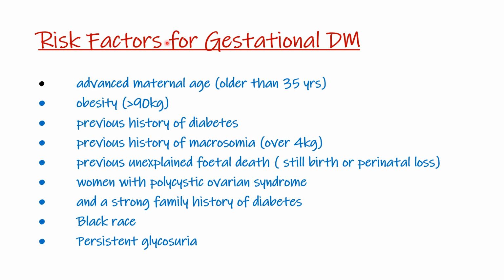So the risk factors of gestational diabetes are advanced maternal age, that is older mothers greater than 35, obesity greater than 90 kgs, previous history of gestational diabetes, previous history of macrosomia, so if the mother has a previous history of birthing a big baby, previous history of unexplained fetal death, that is stillbirth or perinatal loss, women with polycystic ovarian syndrome, a family history of diabetes, black race, and persistent glycosuria.